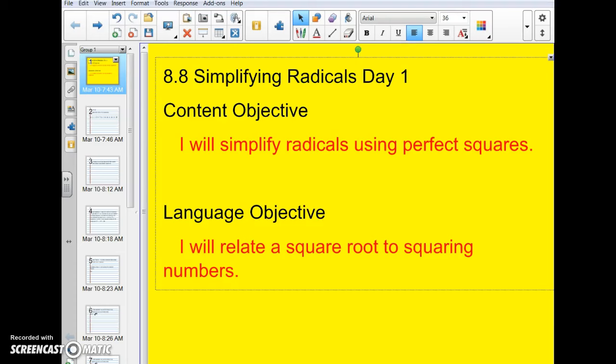Alright, ladies and gentlemen, today we are doing 8.8 Simplifying Radicals Day 1. We're going to do more of this tomorrow when I'm actually here, but I wanted to get you started on a little basics, and then tomorrow will be a little more rigorous. So the content objective is I will simplify radicals using perfect squares, so we're going to learn what those are. And the language objective is I will relate a square root to squaring numbers.